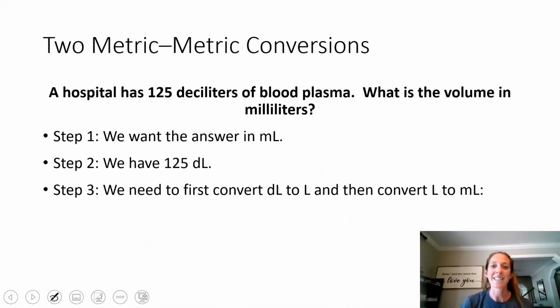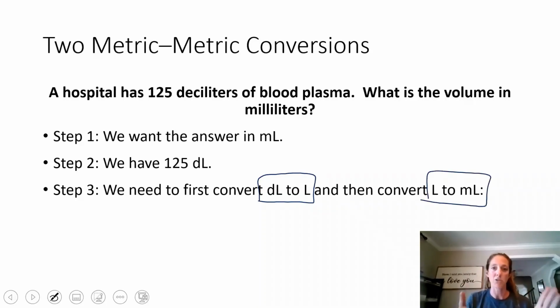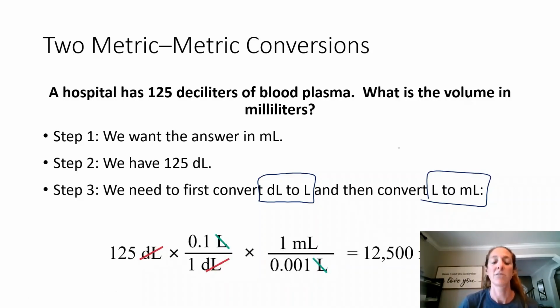Hopefully you're starting to get the hang of this. Try this practice. A hospital has 125 deciliters of blood plasma. What is this volume in milliliters? So again, I would suggest going from deciliters to liters and then liters to milliliters using that metric chart from the previous slide. So if you would pause, now check. See if yours matches mine.